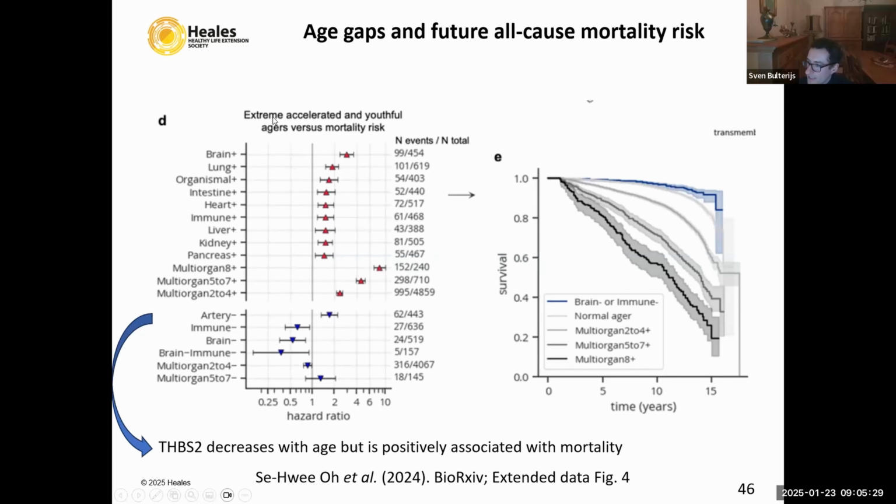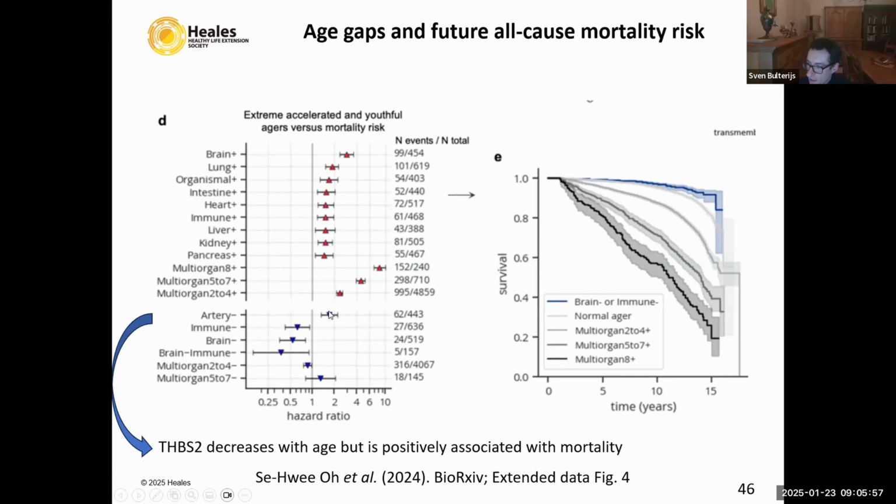Here you see people who have extreme accelerated or youthful aging and the risk for mortality. So people who have accelerated brain aging, they show a higher all-cause mortality, lung aging, and so on. And here you see people who have lower aging, so lower artery aging, immune aging, brain aging, and so on. Here you see decreases in mortality risk, so they are better off.